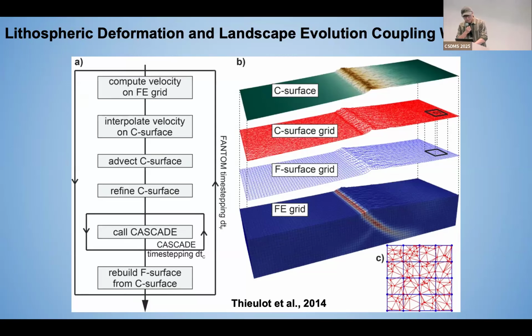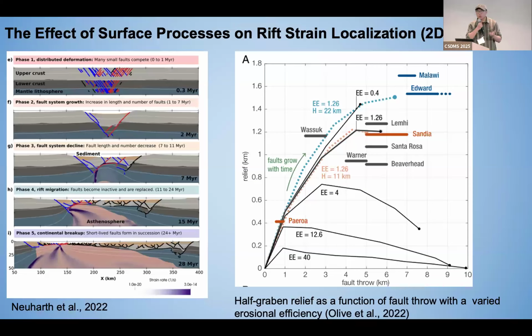After this study, in more recent years, there's a growing interest in understanding the relationship between climate-driven surface processes and tectonics. For example, on your left is a study by Newhart et al. 2022, showing how surface processes could impact strain localization in rift settings. This is a 2.5D study, and you can see multiple phases, from the top, initiation of the rift, to necking and continental breakup. The role of surface processes can vary through all those phases.